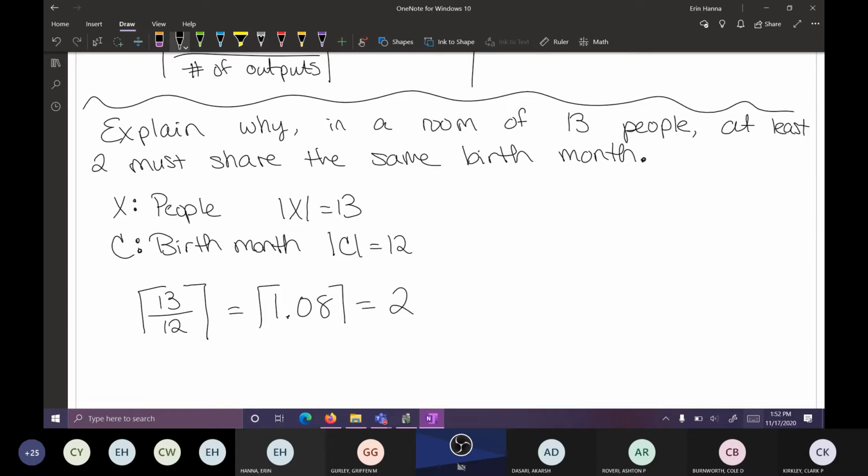Because of the pigeonhole principle. Again, of course, maybe all of them have the same birth month. Maybe 5 of them do. Maybe 3 of them do. But this is a case of the minimum amount that must share something. So in this case, there has to be at least 2 people that share the same birth month. Does that make any sense? So that's the pigeonhole principle.